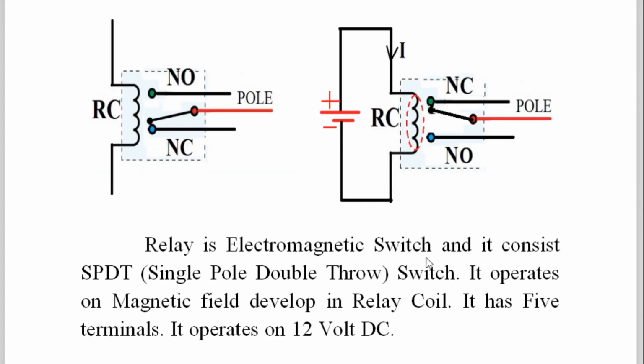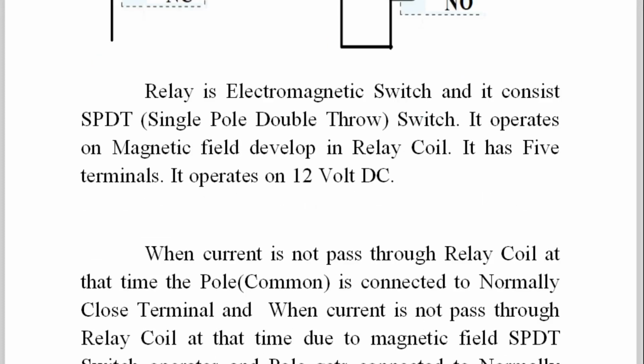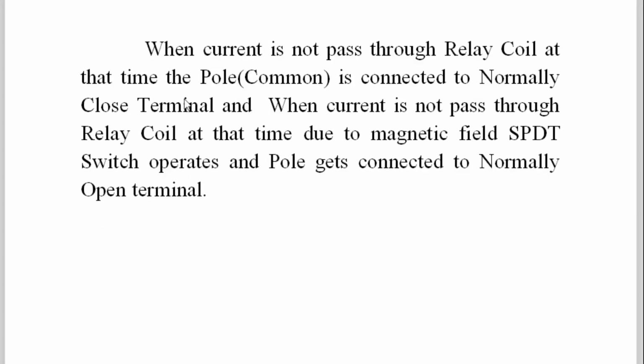A relay is an electromagnetic switch, and it consists of a single pole double throw switch. It operates on the magnetic field developed in the relay coil. It has five terminals. One is the upper terminal of the relay coil, and the other is the lower terminal of the relay coil, so two terminals. The pole or common is one terminal. NC is one terminal. NO is one terminal. So it has five terminals, and it operates on 12 volt DC.